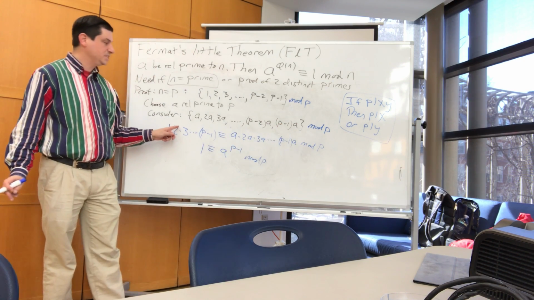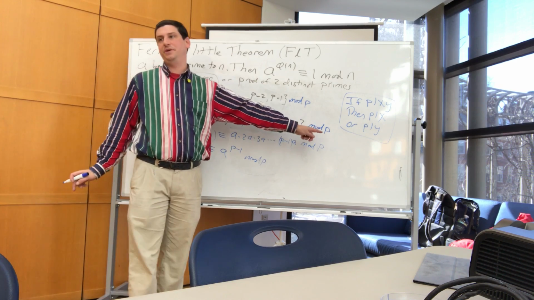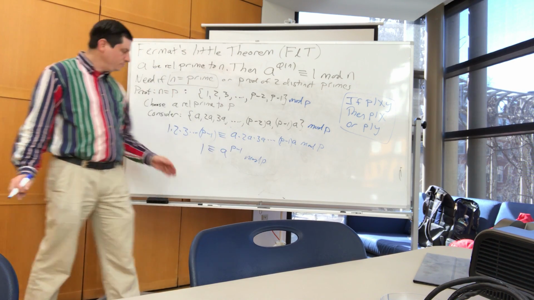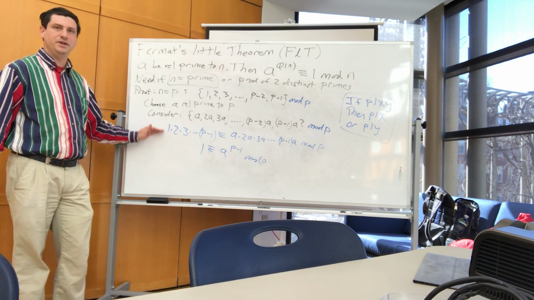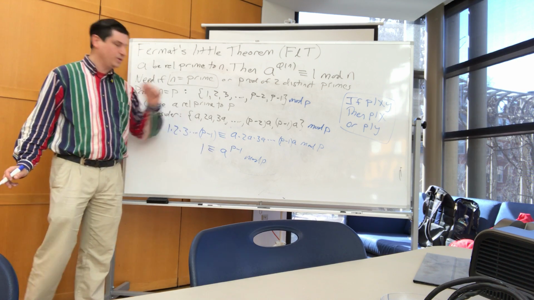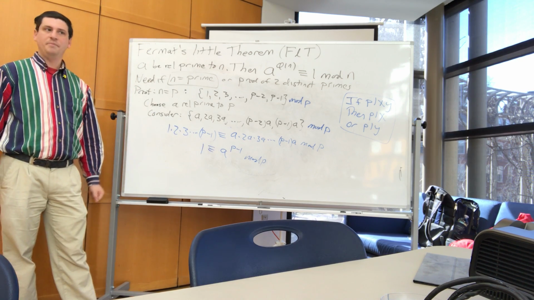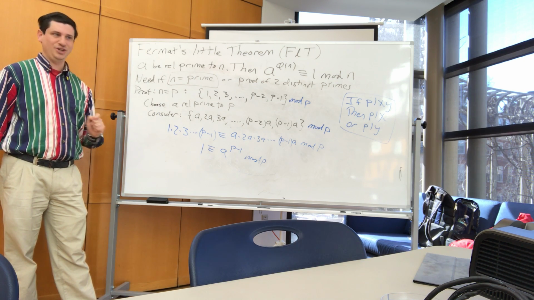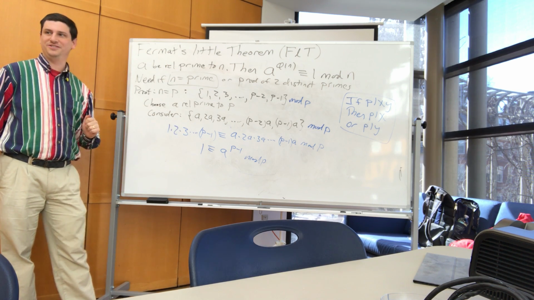I can divide both sides by 2 because 2 is relatively prime to P. I can divide both sides by 3. I can keep playing that game. So you want to make this a little bit rigorous, but you can see now that A to the P minus 1 is 1. My exercise to you is, what if N was a product of 2 primes? Could you make this argument work?